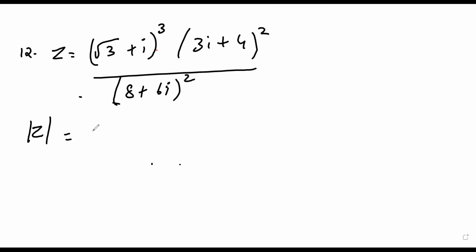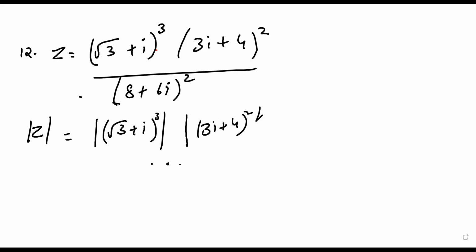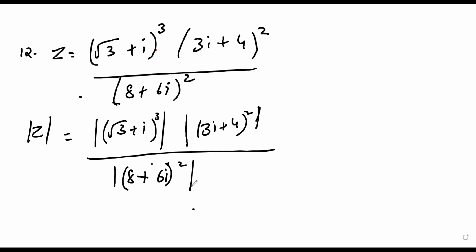Mod of z means what? Root of the squares of these values. Correct? In the sense I have to do mod of (root 3 plus i) the whole cube, and mod of (3i plus 4) the whole square, divided by mod of the below thing also. Mod means root of the squares of those terms. That's it. Very simple thing. (8 plus 6i) the whole square. This is a very easy question to do.